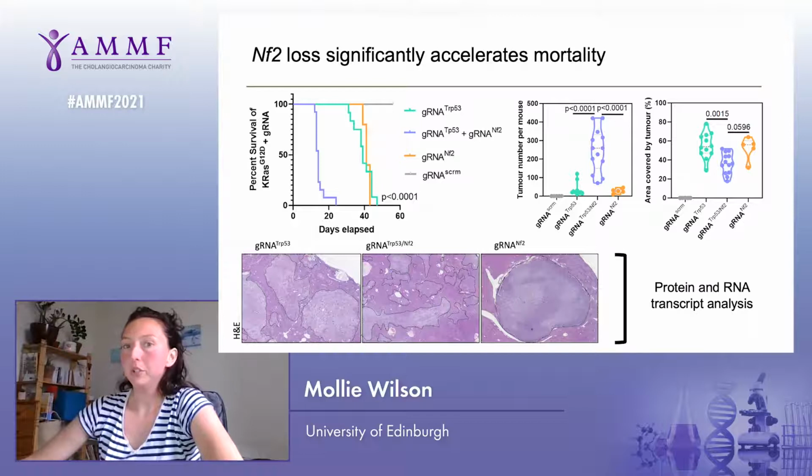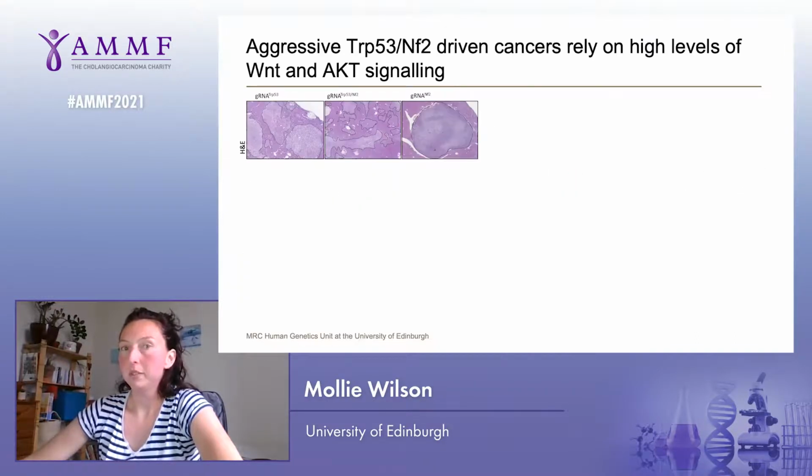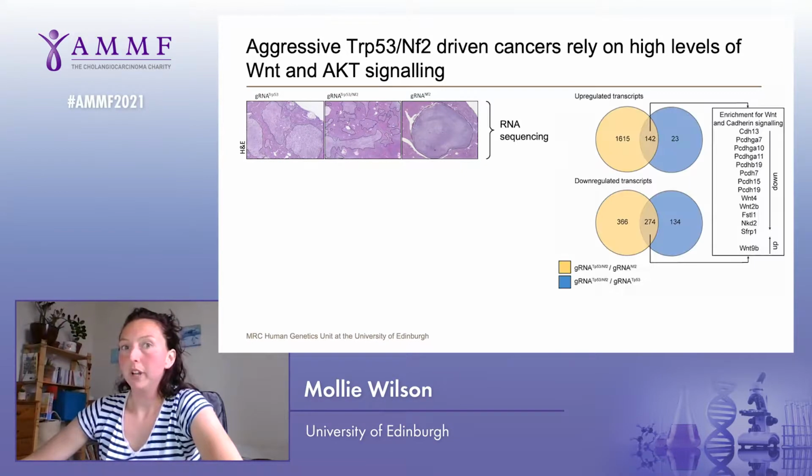I then wanted to do some protein and RNA transcript analysis on these to compare the different models and look into the phenotypes. First of all, RNA sequencing analysis allowed me to look at the differential expression of transcript levels. We found that Wnt and cadherin signaling components were downregulated in animals with loss of NF2.